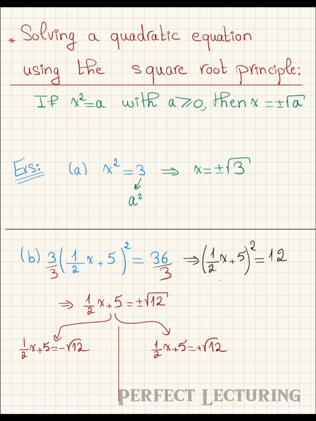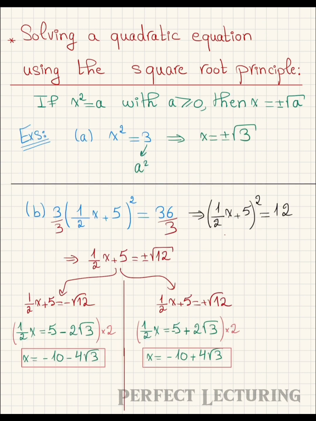So the final answer is x is equal to negative 10 minus 4 root 3 for the first equation, and x is equal to negative 10 plus 4 root 3 for the second equation.